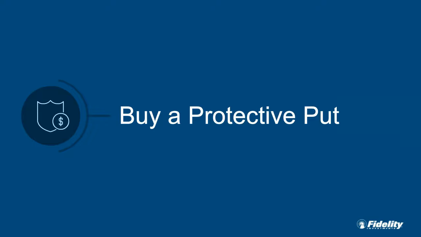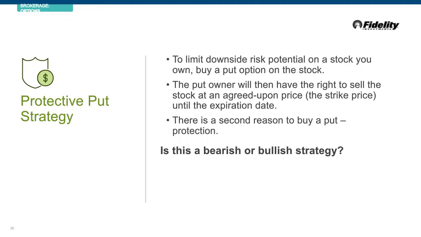We're going to have the option that we bought, but we're also going to have, if we're buying it on a single stock, 100 shares of that stock. And the rationale for buying a put here is not to speculate on being bearish, but in order to create protection on the stock that we own. Because remember, that put entitles the owner of the put to sell shares at a fixed price through the expiration date.